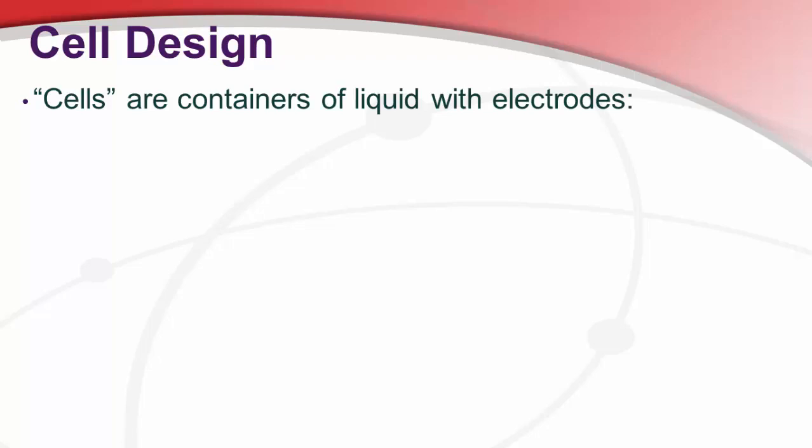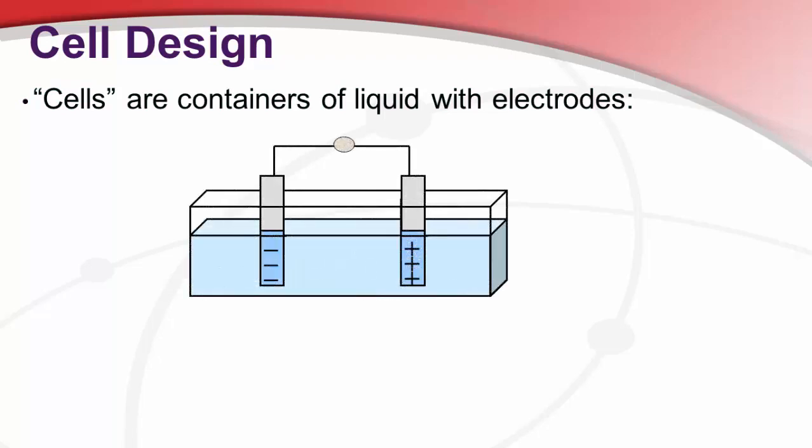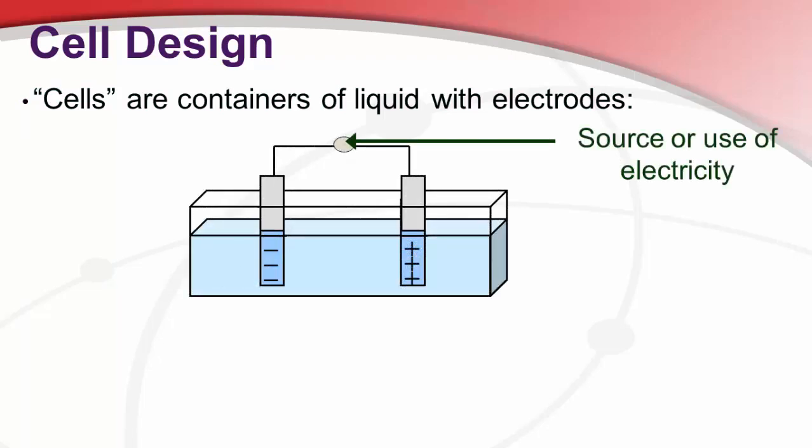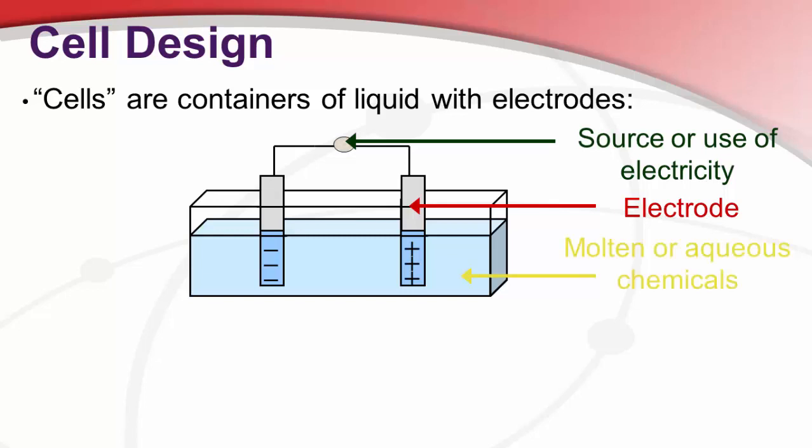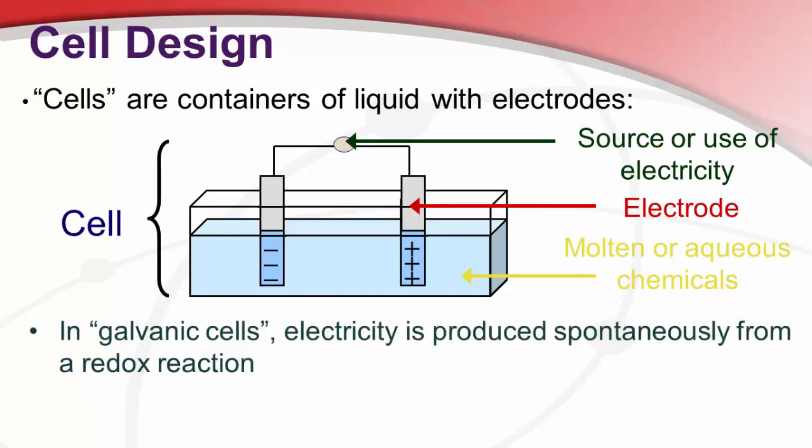Okay, how do we put these things together? Well, we have the concept of cells, containers of liquid with electrolytes in it. Depending on the kind of cell, we're either going to have a source for the electricity or we're going to have a load that uses the electricity. These are connected to two electrodes that are dipped into molten or aqueous chemicals, so a liquid of some kind. And overall, this is a cell.